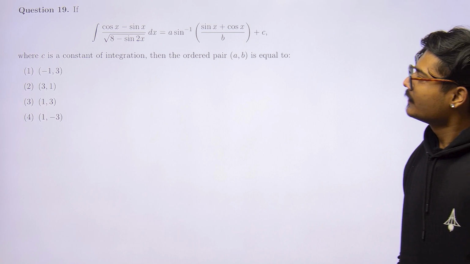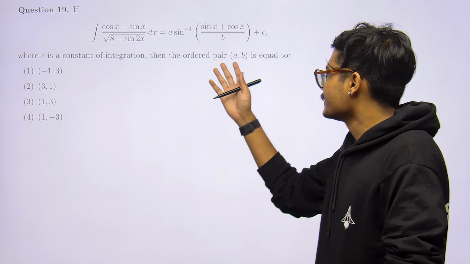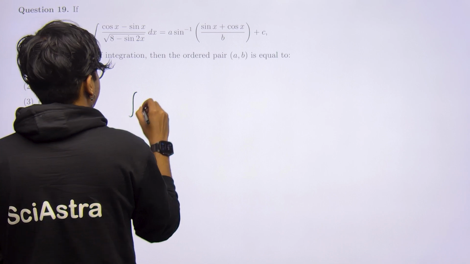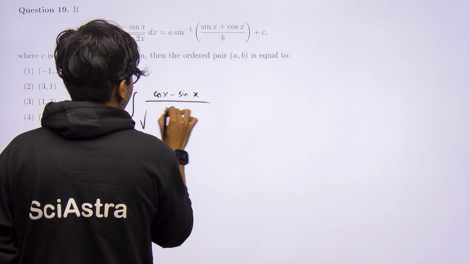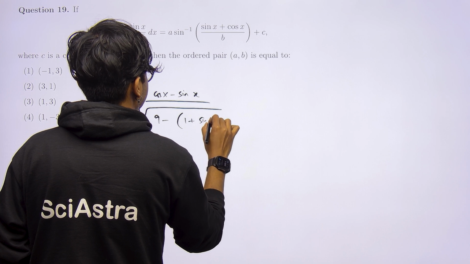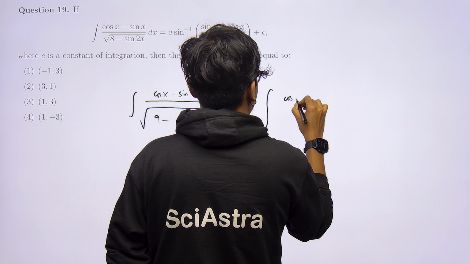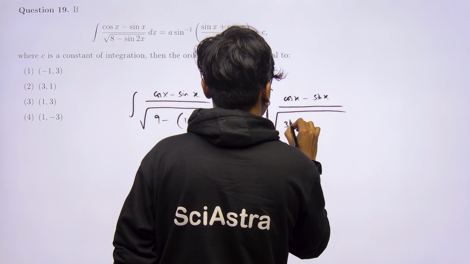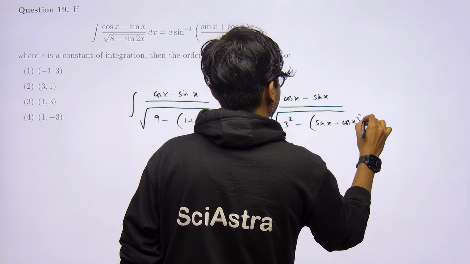Coming to the next question, if this integral is equal to a sine inverse something plus c, where c is a constant of integration, then the ordered pair a comma b is equal to what? Alright. So if I look at this integral on the left hand side, I can rewrite this as cos x minus sine x divided by, if I add and subtract 1, 9 minus 1 plus sine 2x dx, which is nothing but the integral of cos x minus sine x divided by square root of 3 square minus sine x plus cos x whole squared, right?